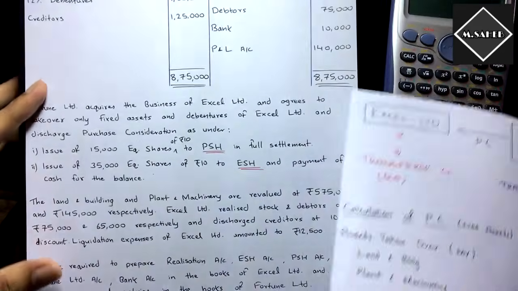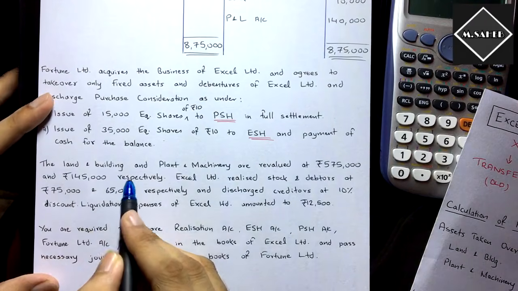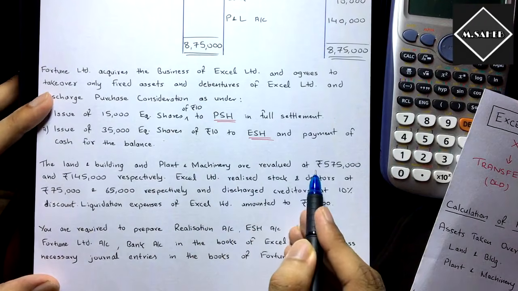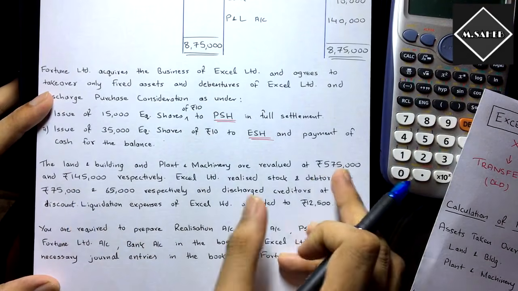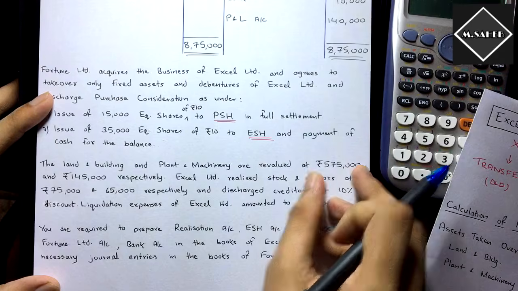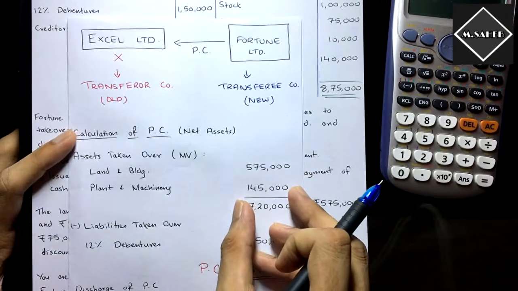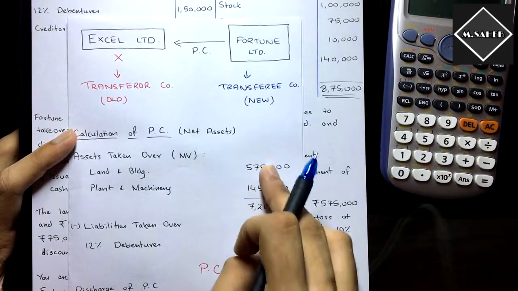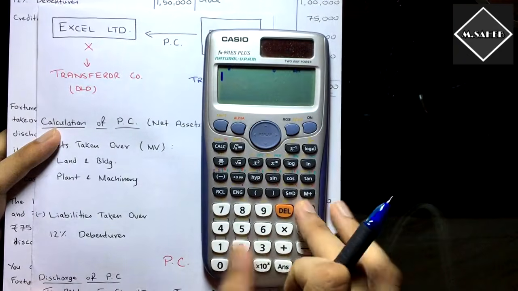So here in this extra information they have given us over here. See here, the land and building and plant and machinery are revalued at 5,75,000 and 1,45,000. So their market value or the fair value is given over here. So you have to take those values, 5,75,000, 1,45,000. Okay, add those two together, you will get 7,20,000. See here, how much is it?